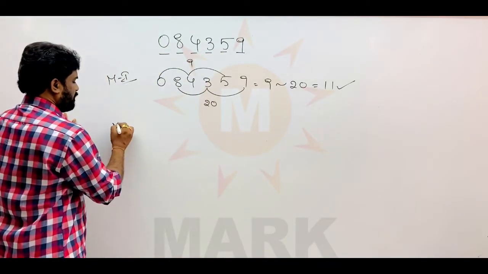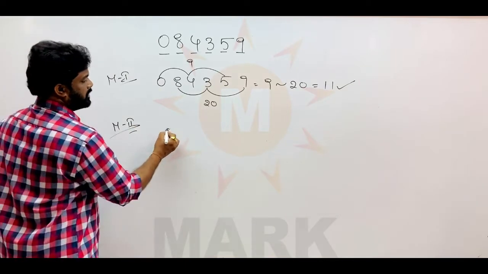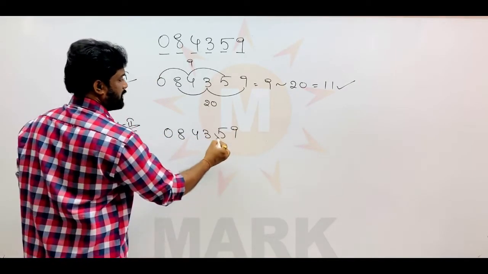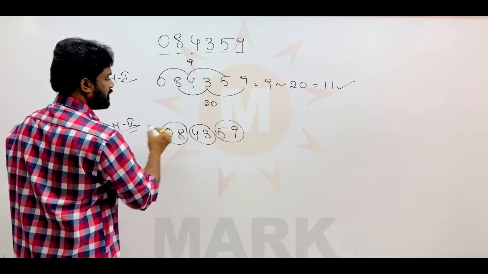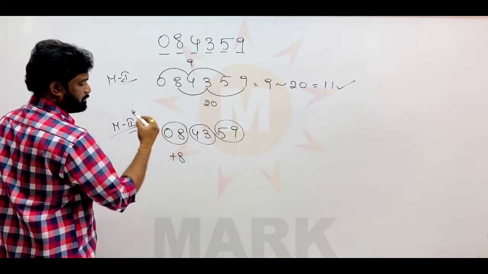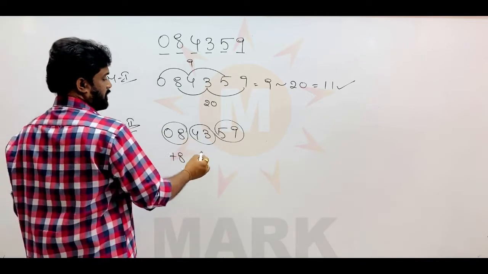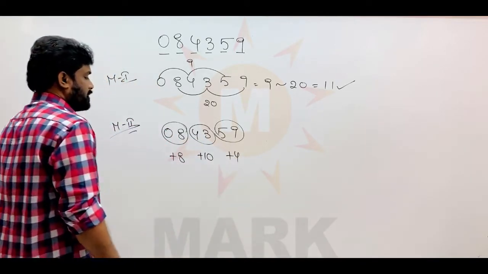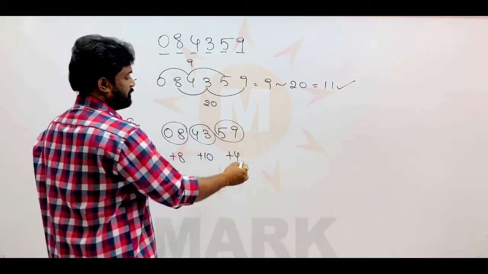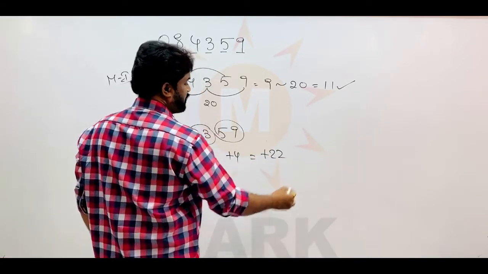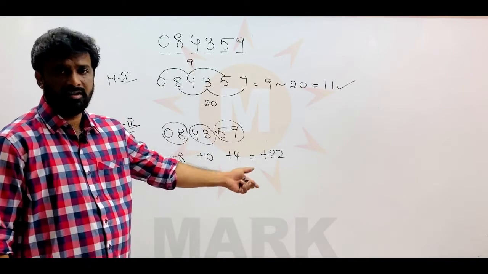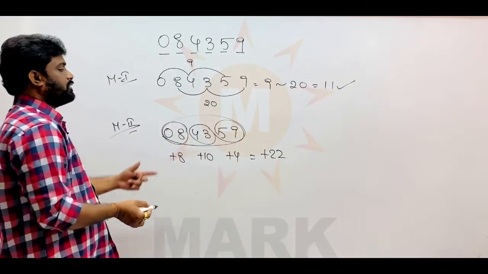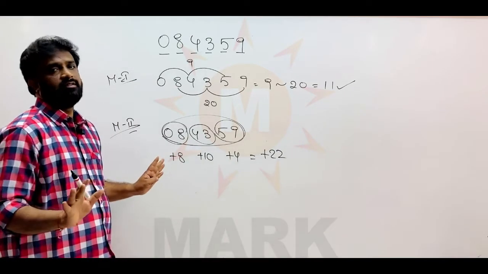Okay. Now if I go for method 2, 0, 8, 4, 3, 5, 9. I am taking the pairs, positive remainders. This is plus 8. So 43, what is the positive remainder here? Plus 10. What is the positive remainder here? Plus 4. So plus 8 plus 10 plus 4, if you take the sum of all the numbers, you will get plus 22. Yes, 22 is a multiple of 11. So clearly we can say 84359 is exactly divisible by 11.